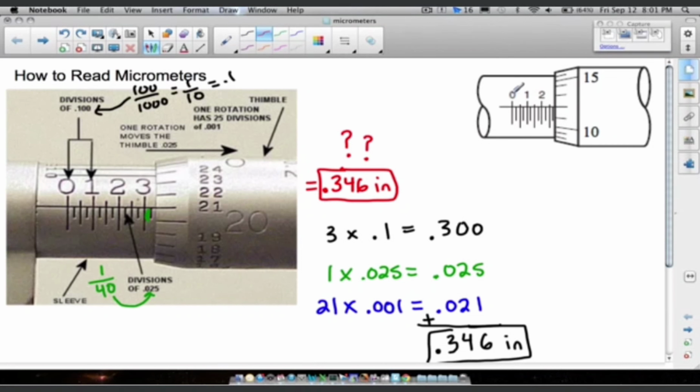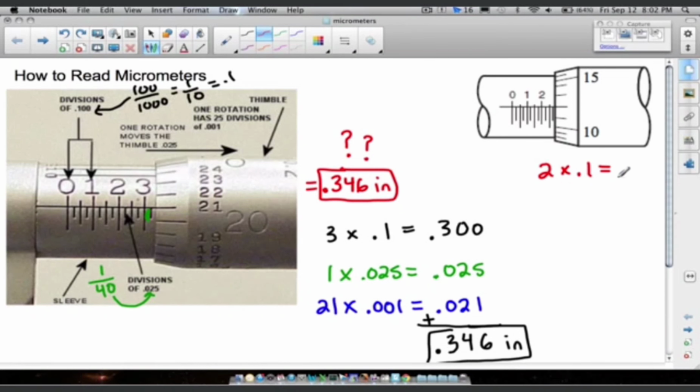So what's the last digit you see up here? 0, 1, 2, we see a 2. And remember, those top numbers up there measure to the nearest tenth of an inch. So we multiply by 0.1. Just like down here, we saw a 3 and we multiplied by 0.1. That's what we're always going to multiply by for the first measurement on these micrometers here.